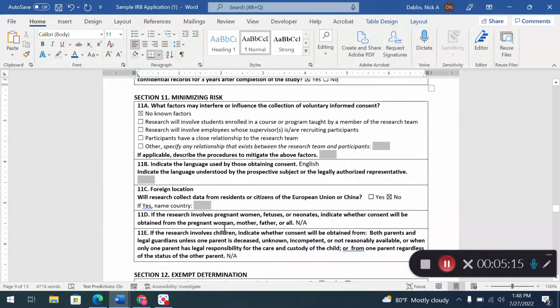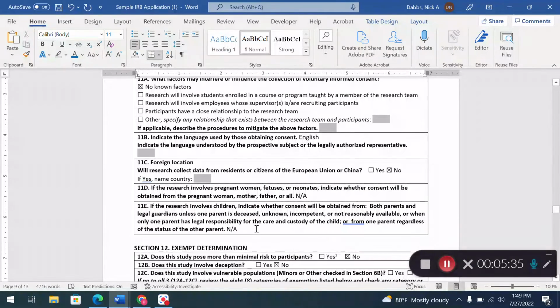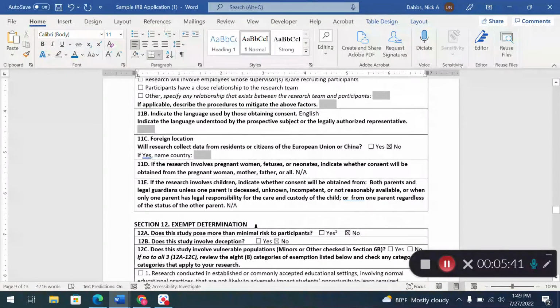11E says, if the research involves children, indicate whether consent will be obtained from both parents and legal guardians, unless one parent is deceased, unknown, incompetent, or not reasonably available, or when only one parent has legal responsibility for the care and custody of the child, or from one parent regardless of the status of the other parent. Our study doesn't involve children, so we've put not available, not applicable. And that concludes section 11.